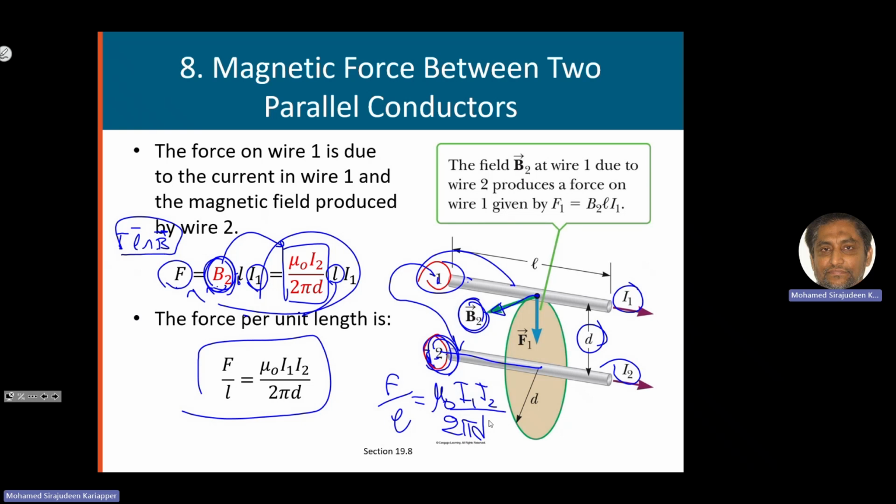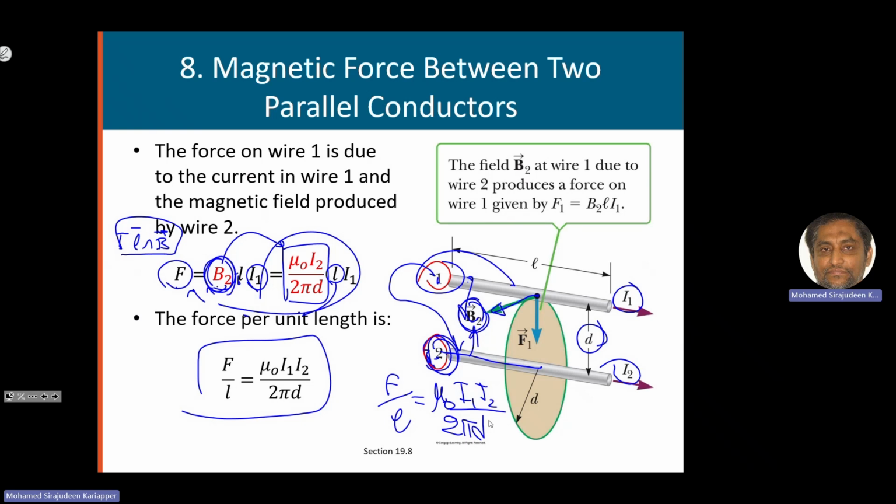If the current is in the same direction, the force will be attractive towards each other. If the current is in the opposite direction, the force will be repelling, pushing each other away. So that's the summary. You don't have to worry too much if you cannot follow the proof, no problem. Just this equation. You should know where this equation is applied.